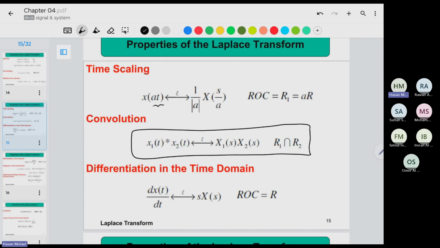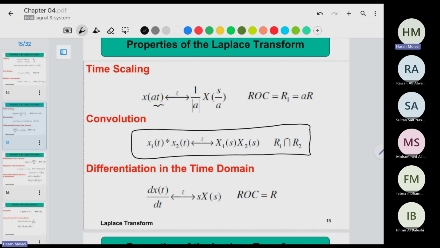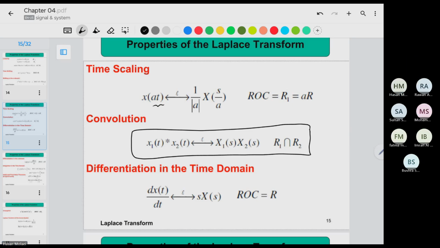Convolution in time domain would change to multiplication in S domain. Why is this important? In all LTI systems, we have to do convolution between input and impulse response to find the output. So now I can easily find the Laplace transform and multiply them together. At the end, I need to do Laplace inverse.